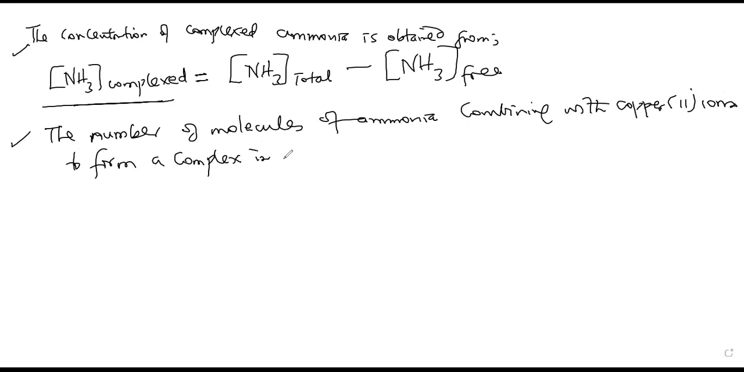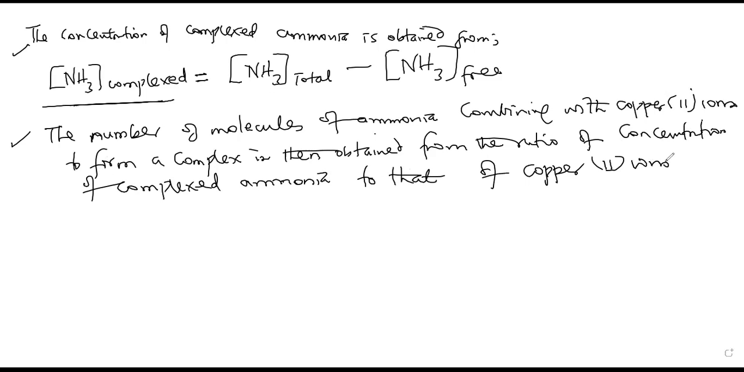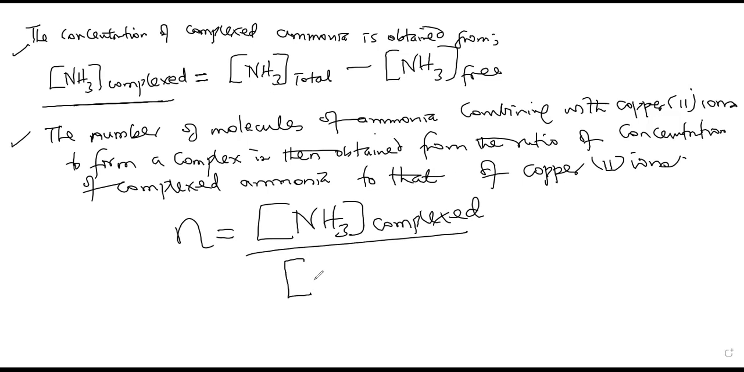Right, N will be obtained from the ratio of the concentration of complex ammonia to that of copper two ions. So we shall have the value of N equal to the concentration of the complex ammonia divided by the concentration of copper two ions. And this one will be giving us the value of N.